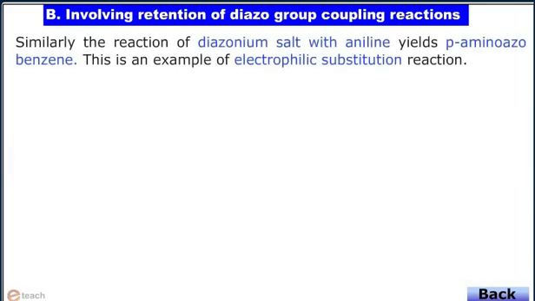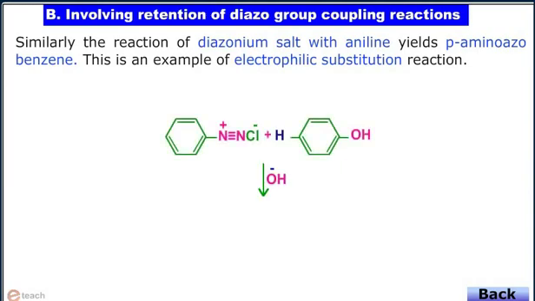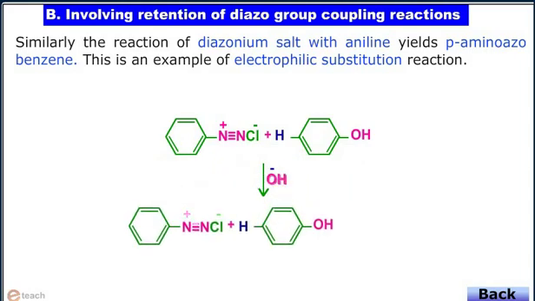Similarly, the reaction of diazonium salt with aniline yields p-aminoazobenzene. This is an example of an electrophilic substitution reaction. Both the above reactions are given below.